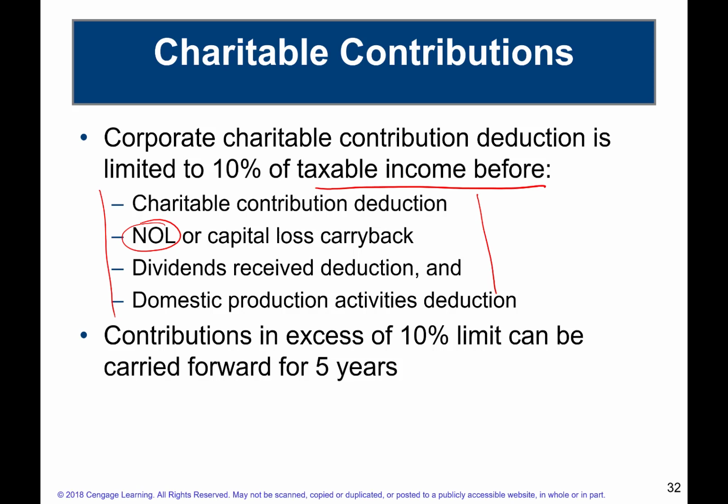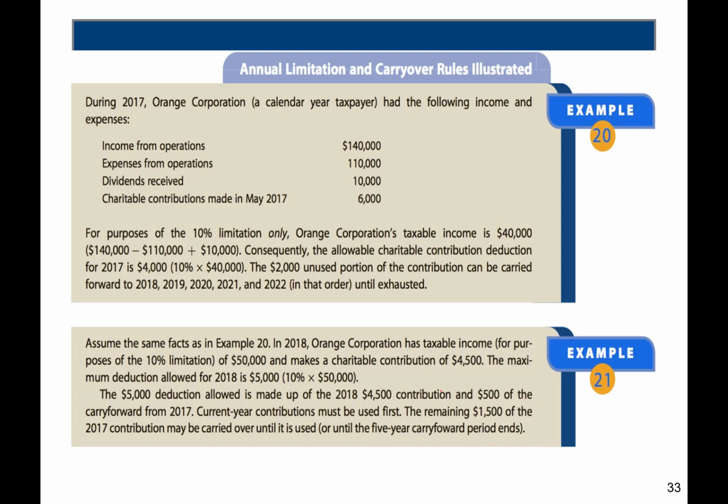Now, if you have contributions, following the rules that we've talked about, made in excess of 10%, you can carry those forward, but you can only carry them forward for 5 years. 5 years only, okay? So we start to look at this example, and we've got income from operations. We've got our expenses from operations. Revenue, essentially, from operations, and then we've got our expenses, okay? We've got dividends received and charitable contributions made in May 2017, 6,000, okay?